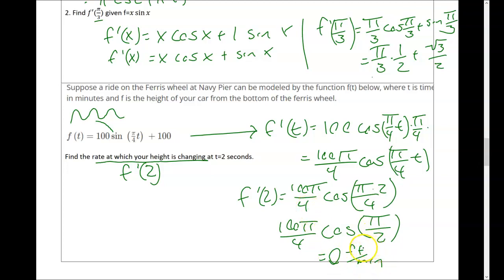And what that means in context is this is a maximum or a minimum of my height. So if my height is going up and down in this kind of wave pattern, we just found that at 2, we have a horizontal tangent line, right? So we have either a maximum or a minimum. We don't know yet which, but we know we're at the very top or the very bottom of our Ferris wheel.